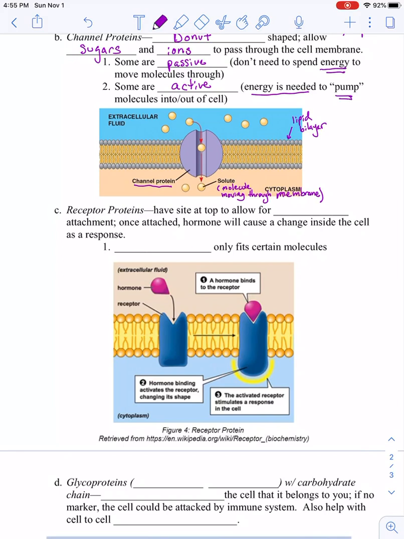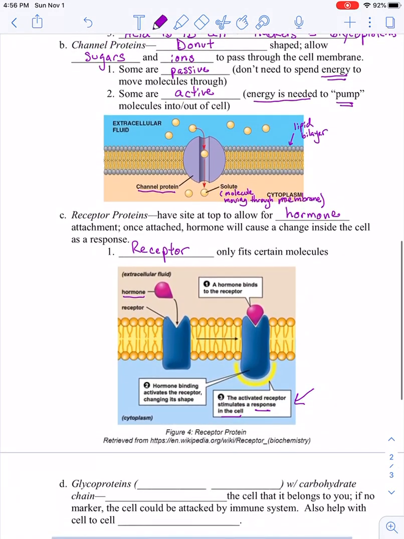Now, receptor proteins are the proteins that respond to chemical signals and trigger a reaction inside the cell. If you've ever heard of a hormone before, many hormones elicit a response by the cell by attaching to receptor proteins. Once the hormone is attached, it will cause a change inside the cell as a response. Receptors only fit certain molecules. So if, for example, that hormone attaches to the receptor, it binds and it triggers a response inside the cell.